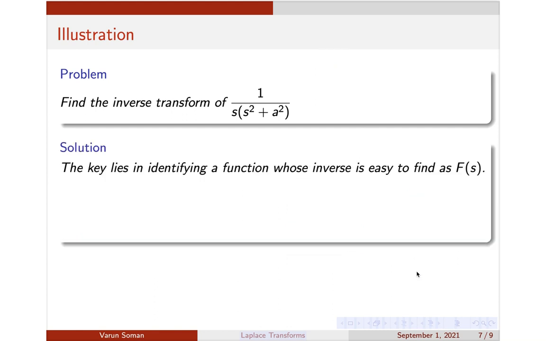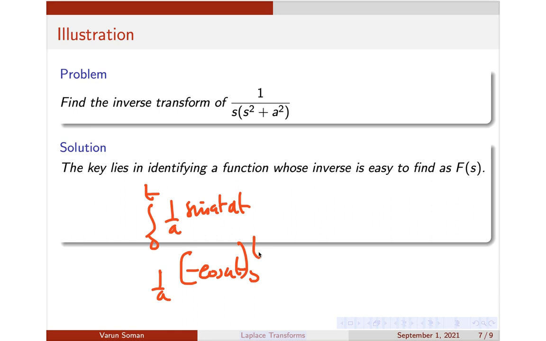What's the value of this one? It is the integral from 0 to t of 1 by a sine at dt. The integral of sine at is minus cos at by a, so it is 1 by a into minus cos at, in the limits 0 to t. So what will you get? You will get 1 by a into (1 minus cos at) by a, so it will be 1 by a square into (1 minus cos at). This is how you find the inverse transform of 1 by s into (s square plus a square).